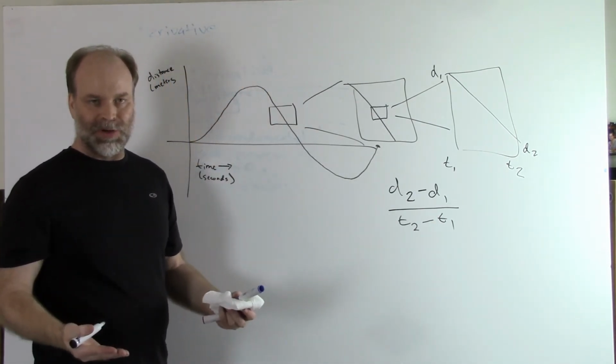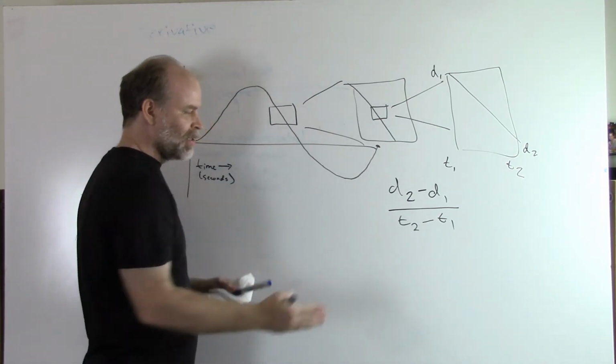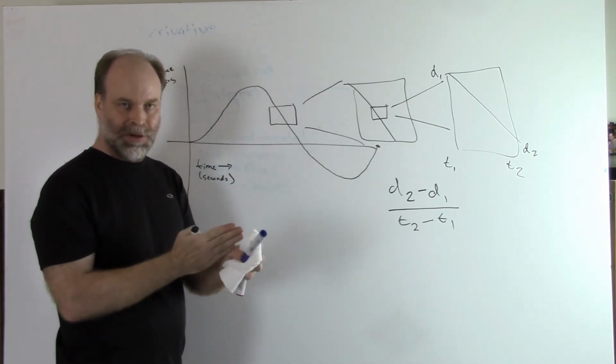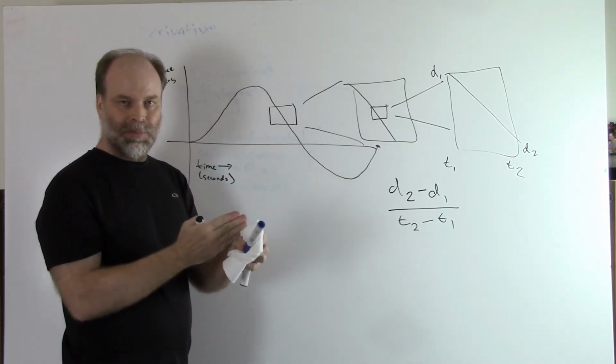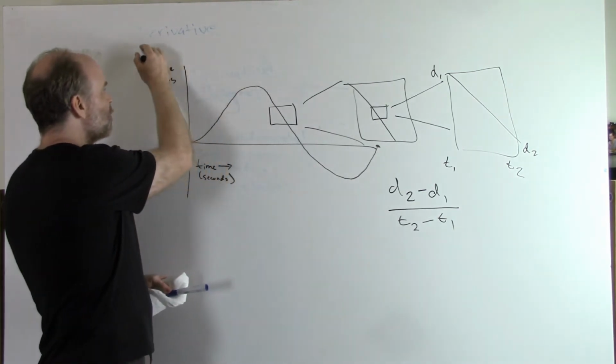And that true velocity that's determined by this process is what we call the derivative. That is the derivative process: forming quotients of this kind, bringing the 2 points closer and closer together, and seeing what number they are getting forever closer to. That is the derivative.